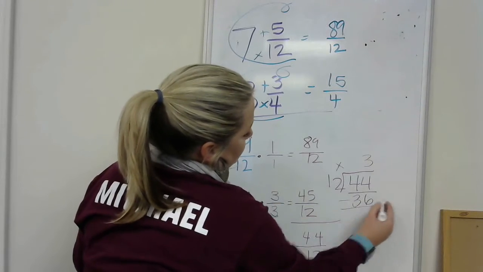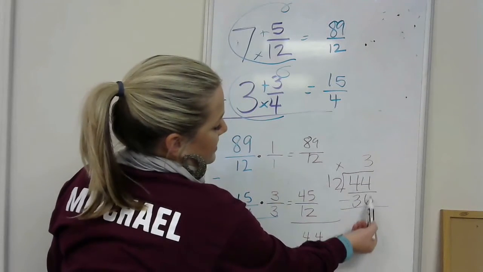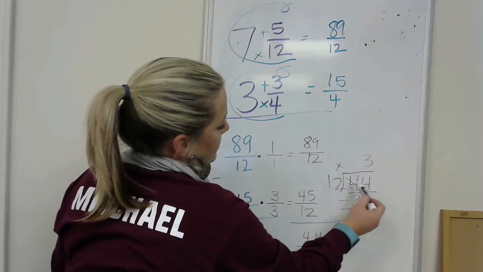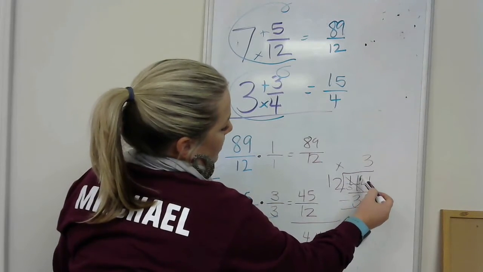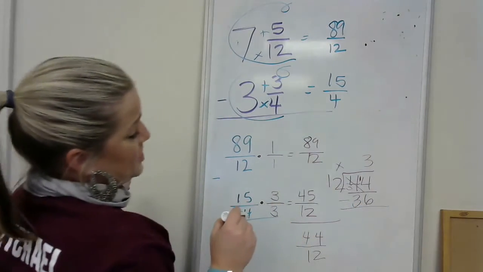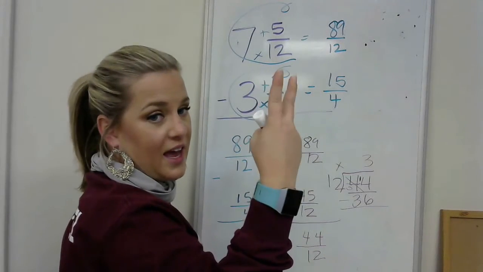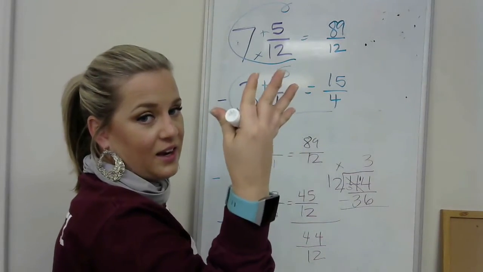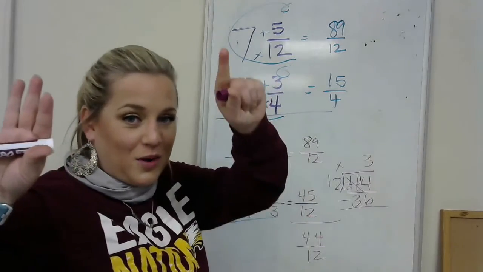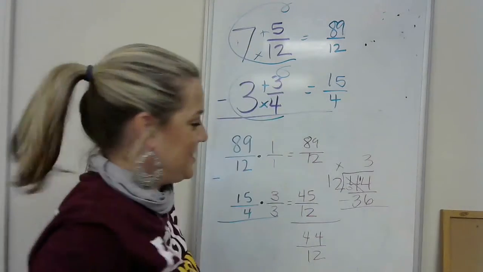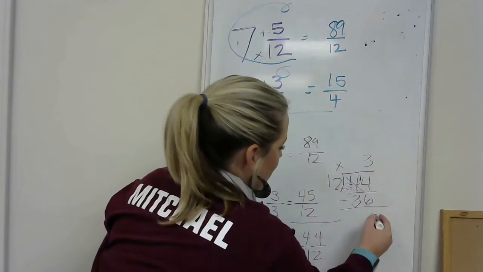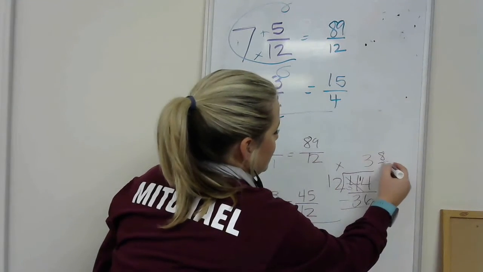All right, now I cannot take 6 away from 4, so I got to go next door and get 10 more. And 14 minus 6 is 7, 8, 9, 10, 11, 12, 13, 14, 8. So we have our numerator is going to be 8 twelfths.